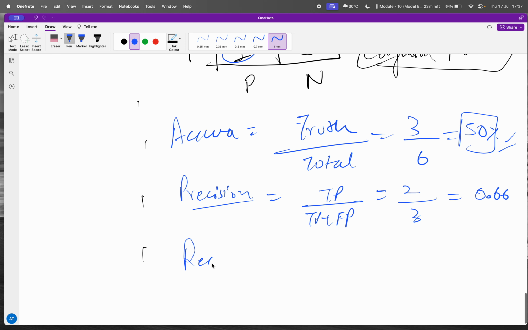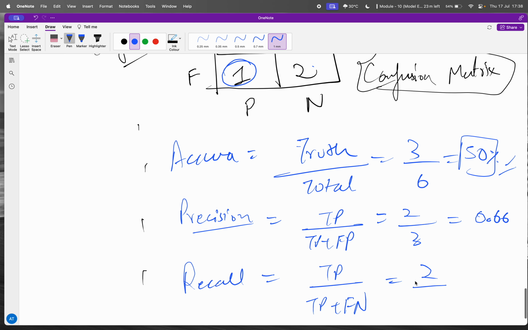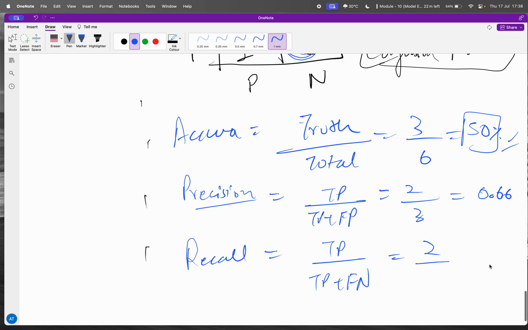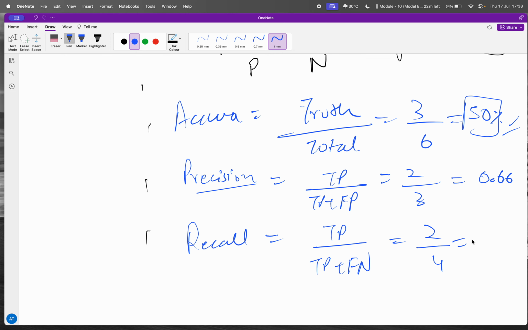Then we call recall. What is recall? I gave you the formula for recall also. True positive upon true positive plus false negative. So what is the formula now? True positive is 2. True positive plus false negative. What is true positive? This plus false negative. This. I went for the recall. Sorry. So what is this? This is 2 by 4. That is 50%.